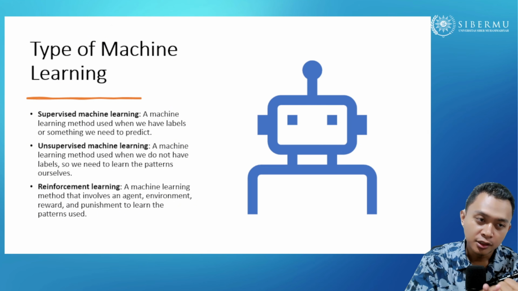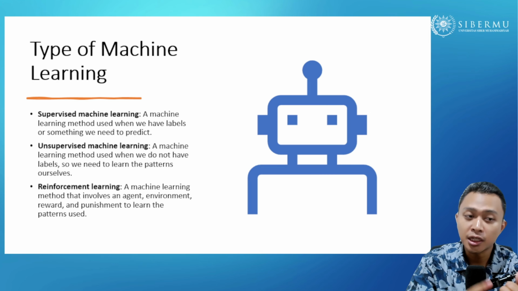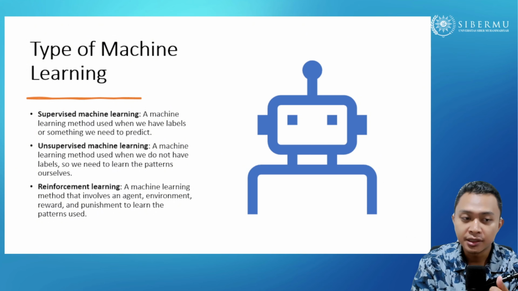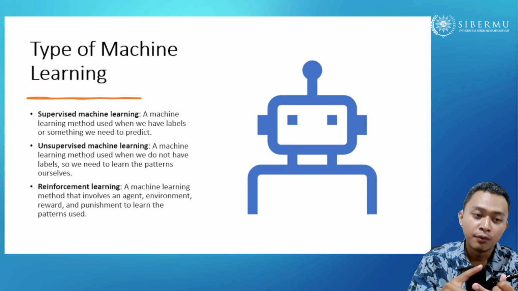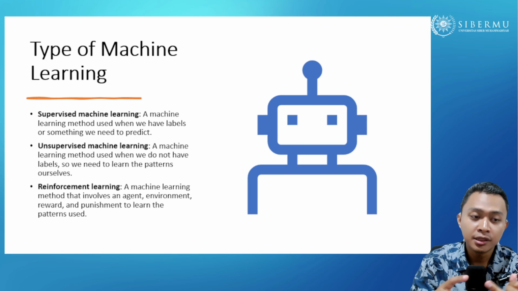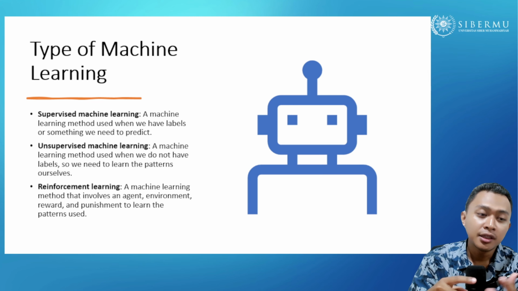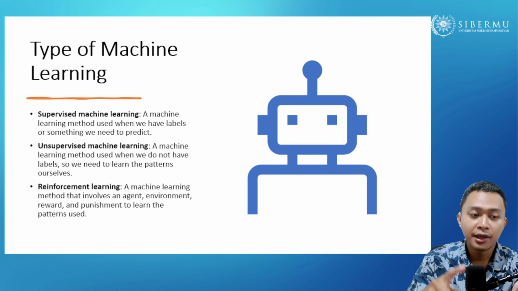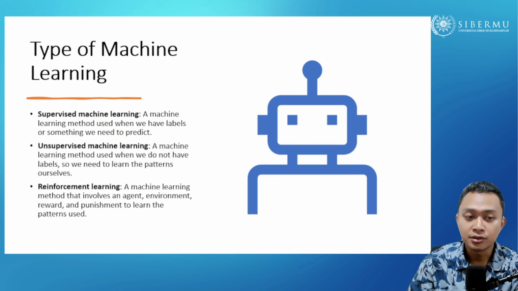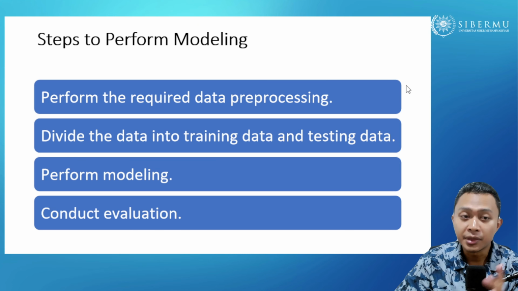Supervised machine learning is a machine learning method used when we have labels, or something we need to predict. Unsupervised machine learning is a machine learning method used when we do not have labels, so we need to learn the patterns ourselves. And reinforcement learning is a machine learning method that involves an agent, environment, reward, and punishment to learn the patterns. Alright, let's get into how we build this machine learning magic.